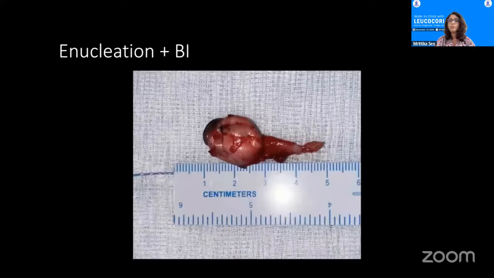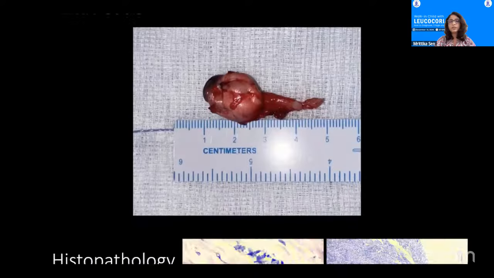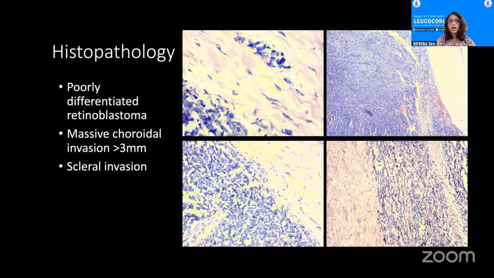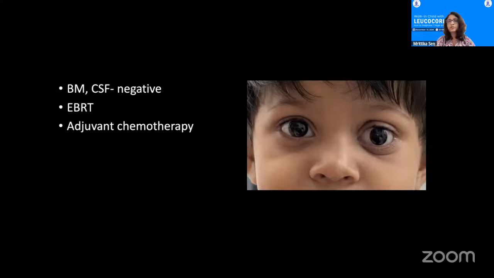So at this point, we decided to manage this child with an enucleation with a long optic nerve stump, suspecting a retinoblastoma, which was confirmed on histopathology, which showed a poorly differentiated retinoblastoma with massive choroidal invasion as well as scleral invasion. The bone marrow and CSF were negative, fortunately, for the child. The child underwent EBRT, and this was with a stalk shell, the photograph. She's completed her EBRT, and she's continuing with her adjuvant cycles of chemotherapy.